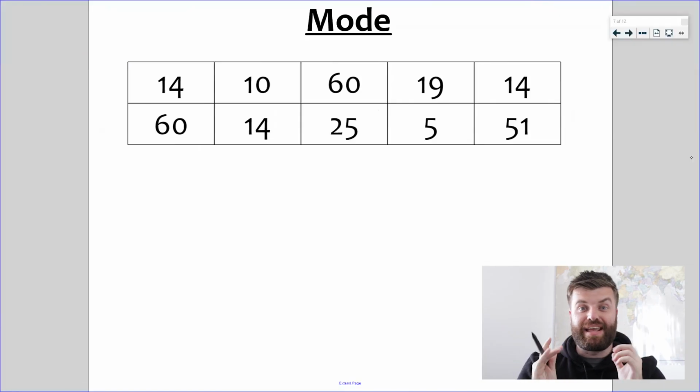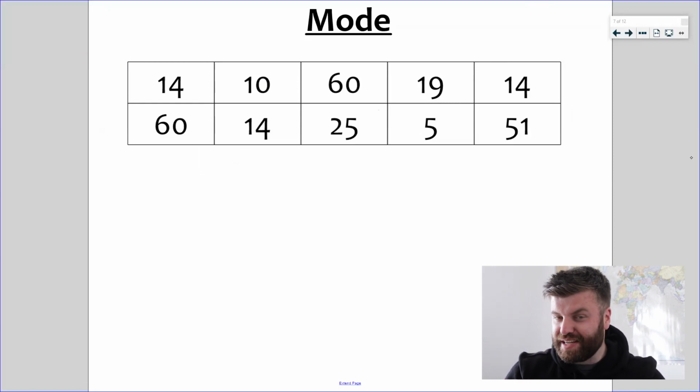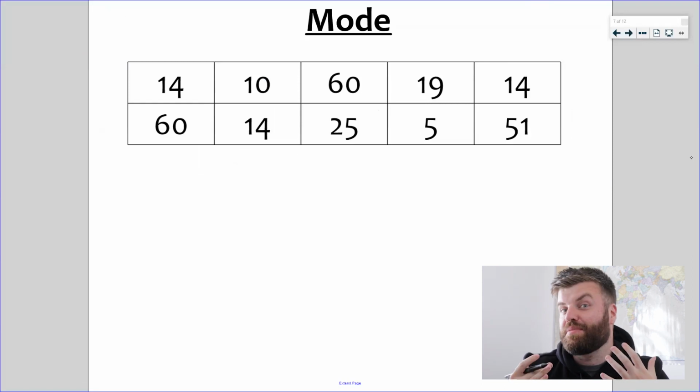Now onto number 3, the mode. And this one, in my opinion, is the simplest. It's super easy. To find the mode of a data set, all you have to do is look at the number that comes up the most.